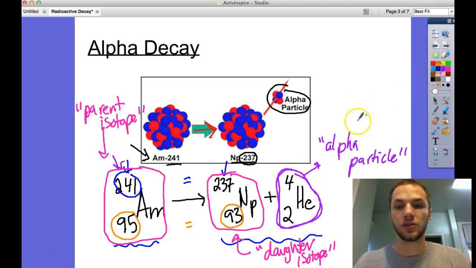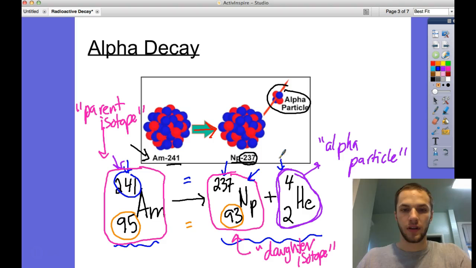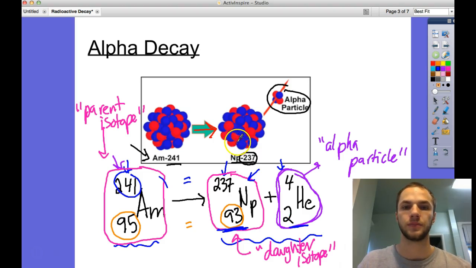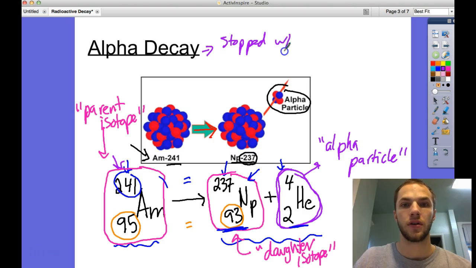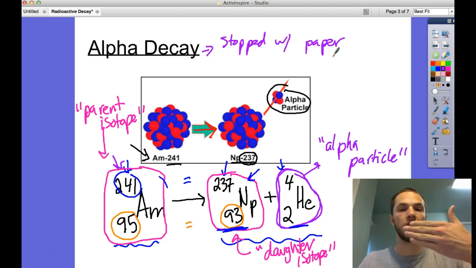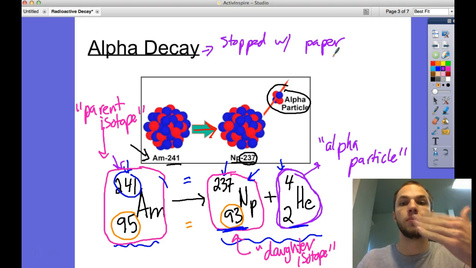Another common question students ask is, does it matter if I list this one first or this one? It doesn't matter. I could switch them. I could have the helium atom written here and neptunium written here. It's the same thing. Alpha decay, the energy that's given off is dangerous, but alpha particles can be stopped with a piece of paper. A piece of paper is enough density to block an alpha particle, prevent it from affecting your body or somebody else.